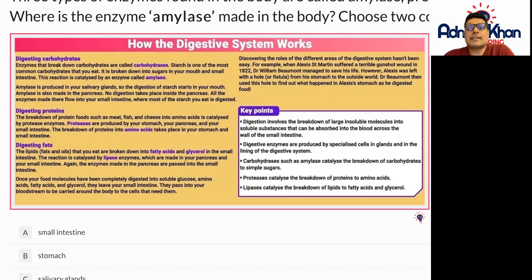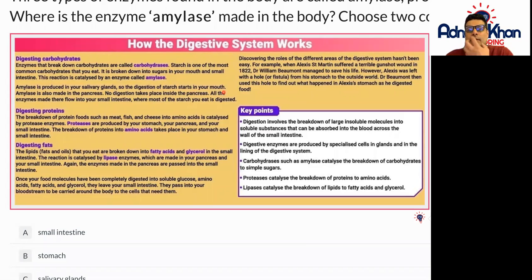So, digesting carbohydrates. Enzymes that break down carbohydrates are called carbohydrases. Starch is one of the most common carbohydrates that you eat. It is broken down into sugars in your mouth and small intestine. This reaction is catalyzed by an enzyme called amylase. Amylase is produced in your salivary glands, so the digestion of starch starts in your mouth.